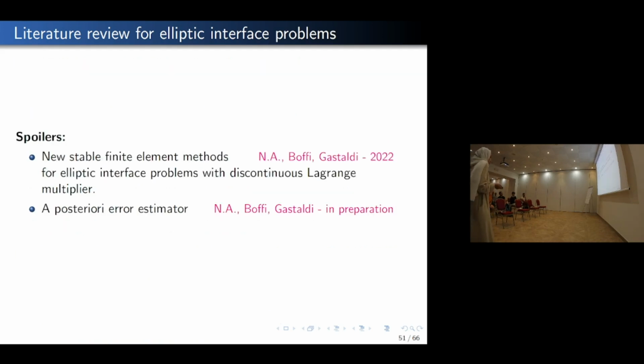So, in my part, I will, maybe after the break, not now, explain two things. The first is the work with the collaboration with Pavia and Gestaldi, studying some finite elements with discontinuous Lagrange multiplier, and we will see later why we are interested in discontinuous Lagrange multipliers. And the other work is about an a posteriori error estimator. Any questions so far?